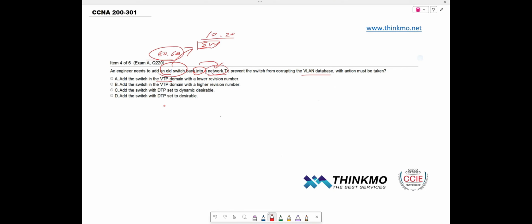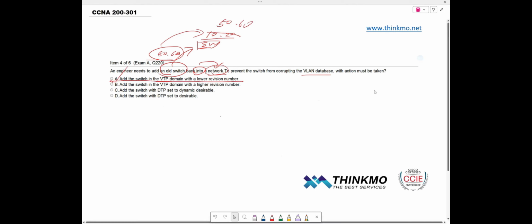The old switch's revision number is higher, so it will overwrite mine. And VLAN 10 and 20 will be replaced with 50 and 60. As a result, our network will go down, right? So to avoid this kind of situation, we choose A.